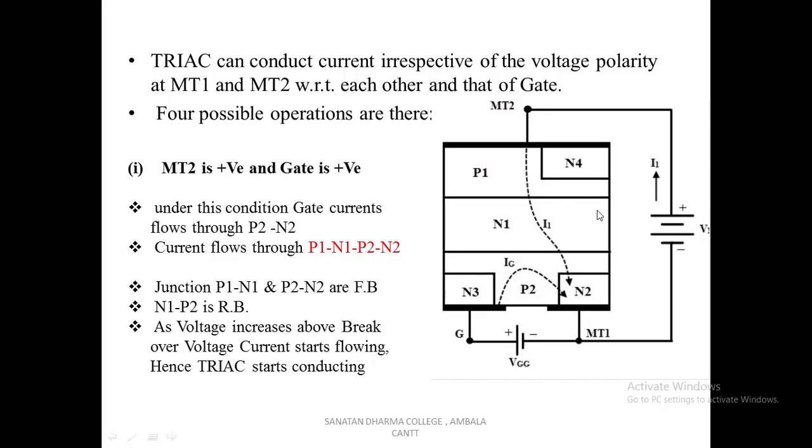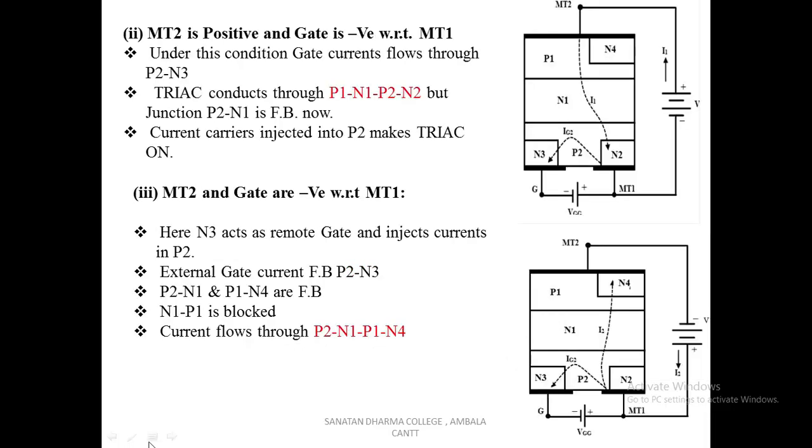It is very much clear from this structure and by the biasing strategy which we have used, that the direction of the current is this: P1, N1 and P2, N2. Let us see the second case when MT2 is positive and gate is negative with respect to MT1.